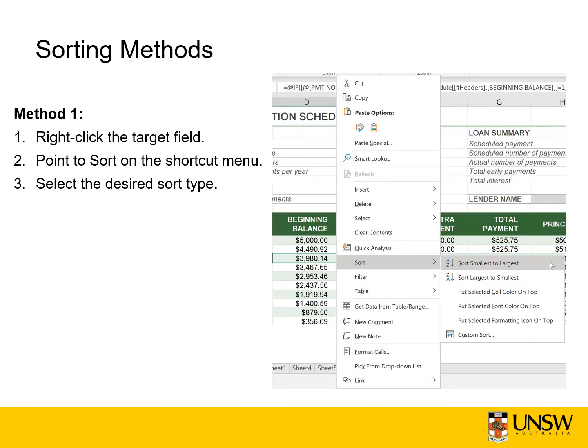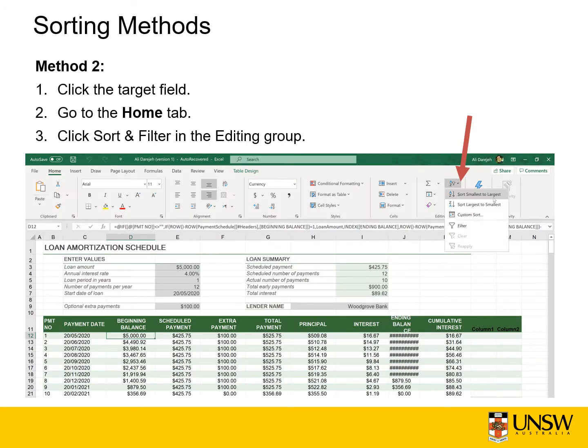There are four ways for sorting your data. The easiest way is right-clicking the field that you want to sort, point to sort on the shortcut menu, and then select the sort type that you want. The second method is clicking Sort and Filter in the Editing group on the Home tab and selecting a desired sort option.